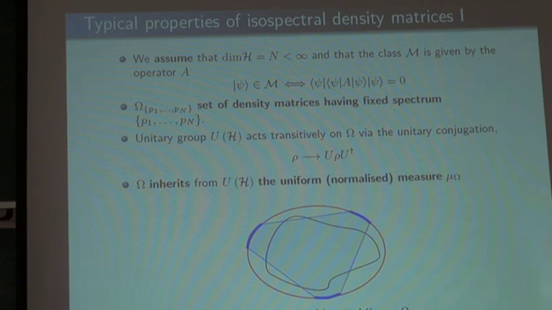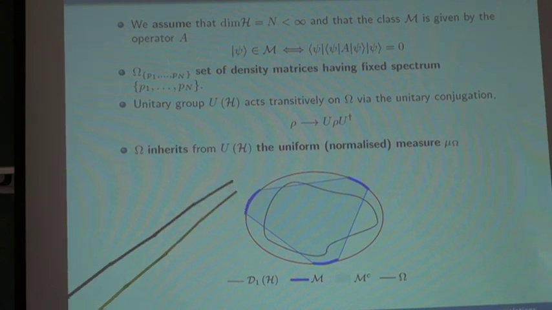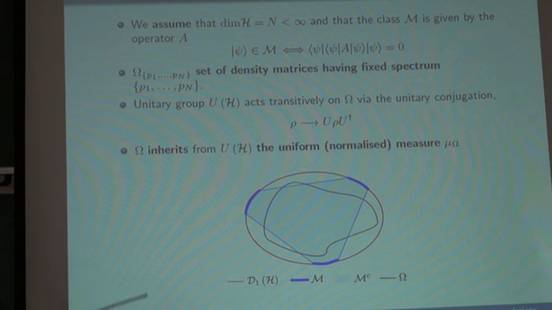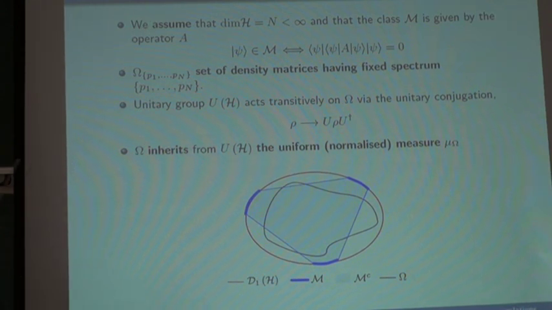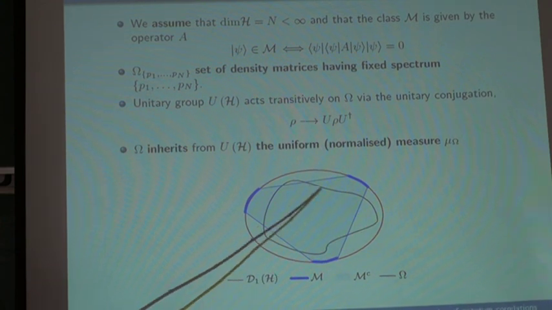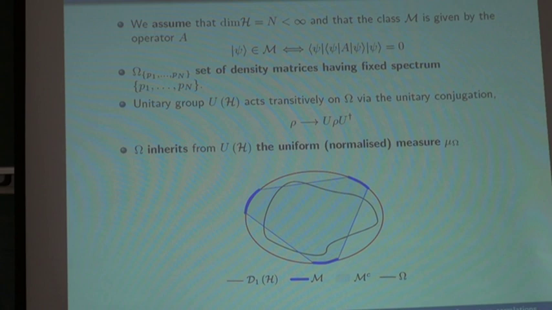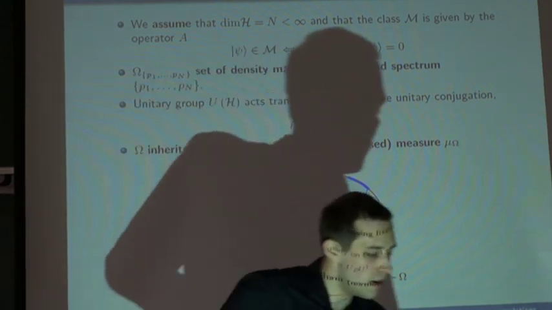Okay, so now I move to the study of typical properties of correlations on the set of isospectral density matrices. So, remember the picture, we've got the set of all states, like it's here. We have this class of non-correlated states. Inside the set, we have the set of states which have a fixed spectrum. Every density matrix can be diagonalized by a unitary operation. So this is like the class of states that have the same spectrum. What is important, and visible on this picture, is that obviously you cannot read off correlation out of the spectrum. So correlation is not a spectral property. There are matrices with the same spectrum which are correlated and not correlated.